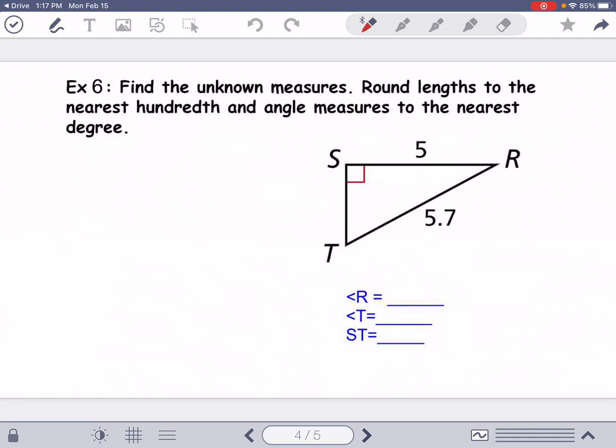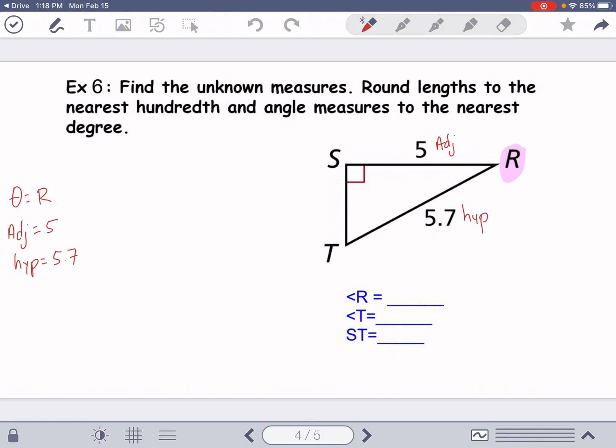Example 6, find the unknown measures. There are lots of different things that I'm going to find here. First, I'm going to find angle R, because that's the first thing on my list. If I'm looking at R, this is going to be the hypotenuse, and this is going to be the adjacent side. So theta is R, because that's what I'm trying to find. The adjacent side is 5 and the hypotenuse is 5.7.